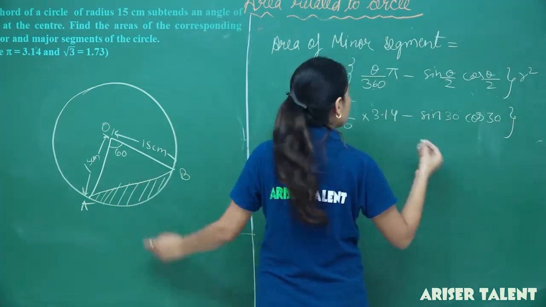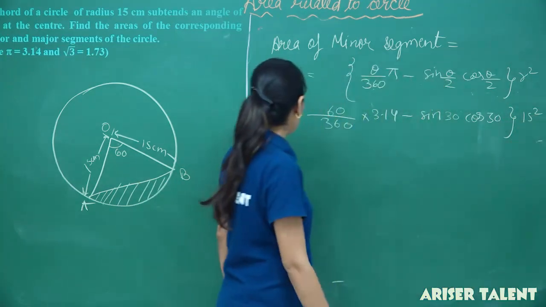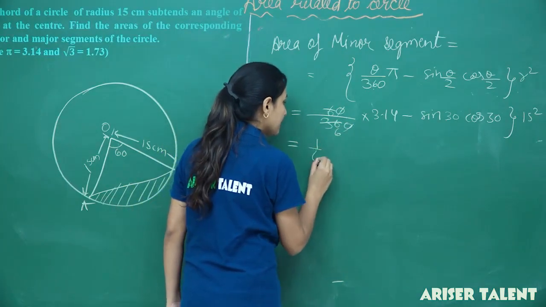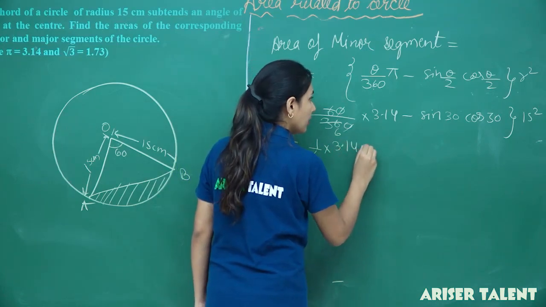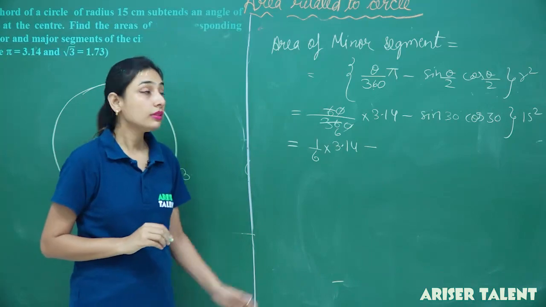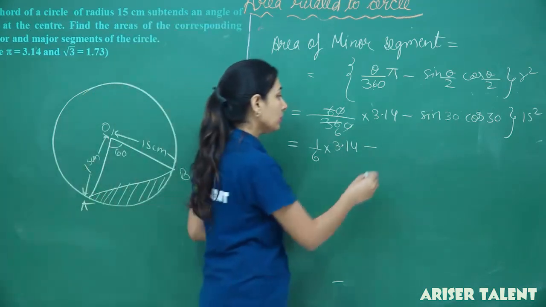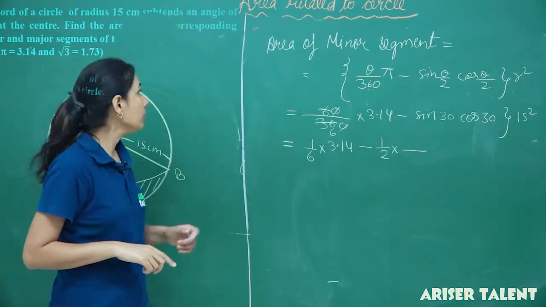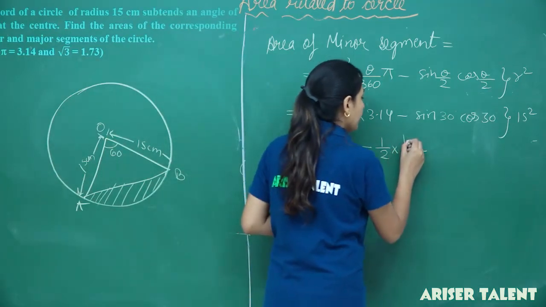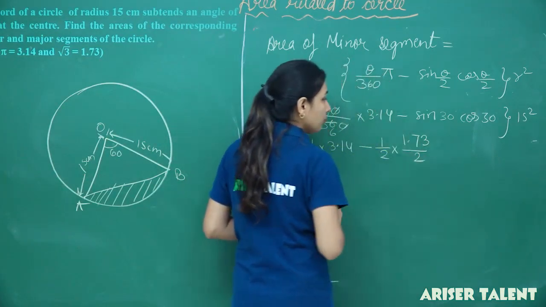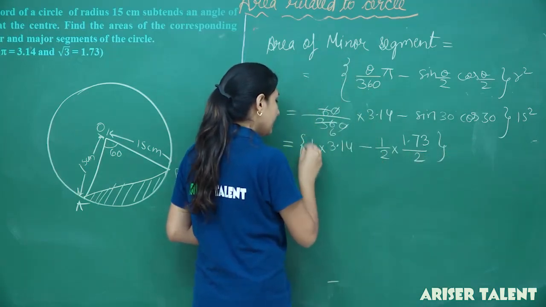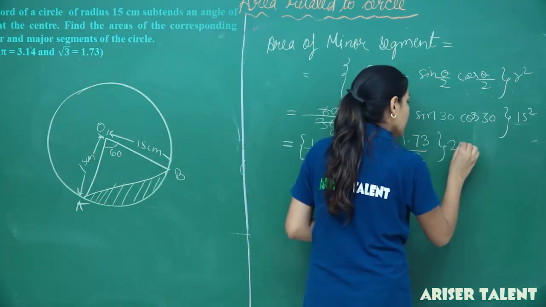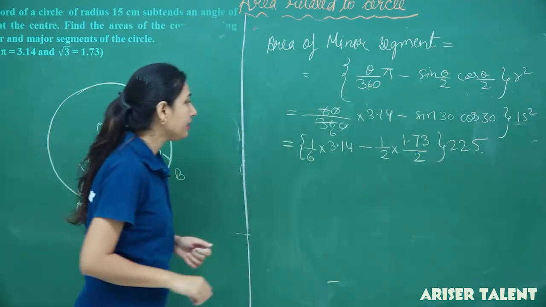Multiplied by r square, which is given as 15 square. Okay, now this will be what? 1 by 6 multiplied by 3.14 minus sin 30. Now sin 30's value is what? 1 by 2, and cos 30's value is root 3 by 2. Now root 3's value is given as 1.73 by 2, completely multiplied by 15 square, and the value of 15 square is 225. Okay, so I will write 225 here.